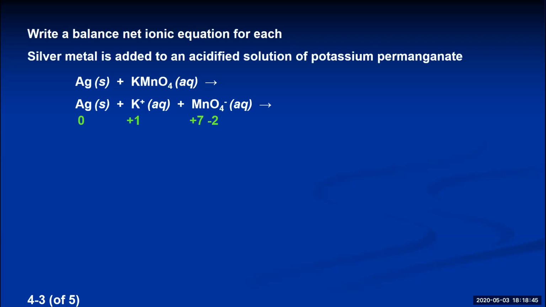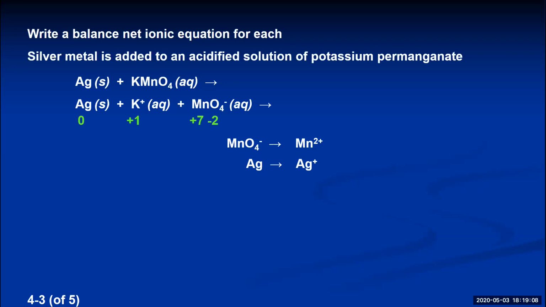Can't be the potassium, it's as high as it can be. It's almost never going to be oxygen because oxygen is so electronegative. That leaves silver, and silver could actually turn into the +1 ion. And so we're going to have an oxidation and a reduction occurring here. The reduction is the permanganate turning into Mn2+, and the oxidation is the silver atom turning into the silver ion.